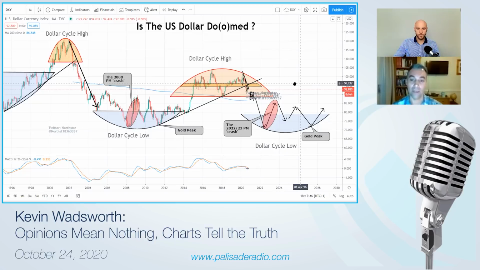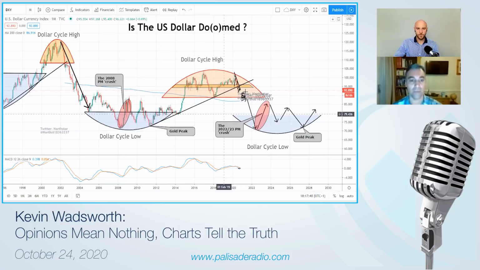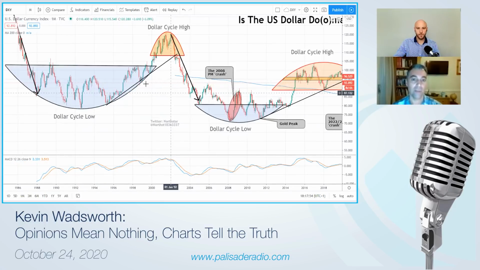I'll look at that in more detail at a later point, but you can see what I'm getting at here, this support line on here, which is very similar to one that we had back here in the last US dollar cycle.